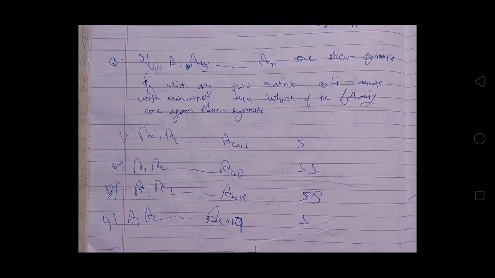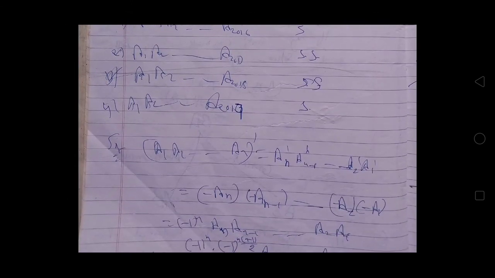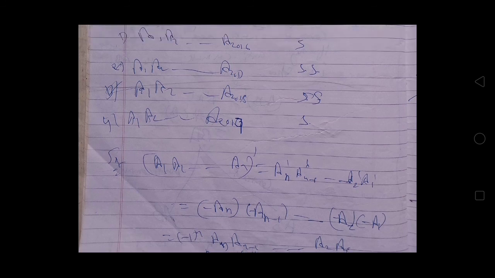So now see this question. If A1, A2 up to An are skew symmetric in which any two matrices anti-commute with each other, then which of the following are again skew symmetric matrices?